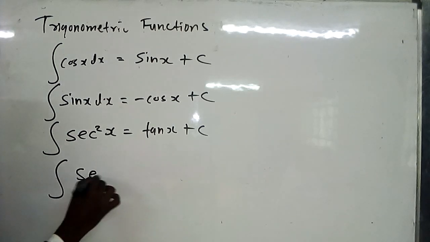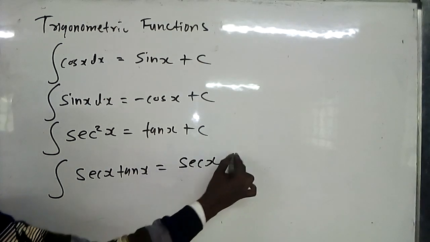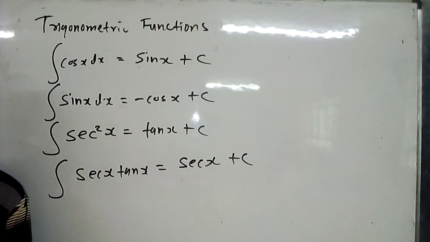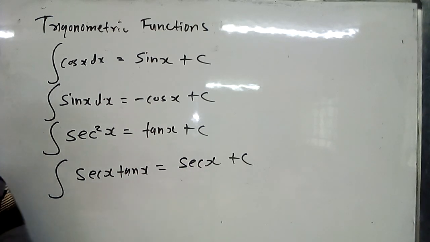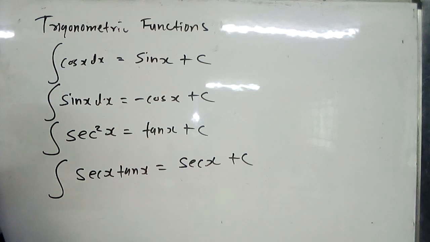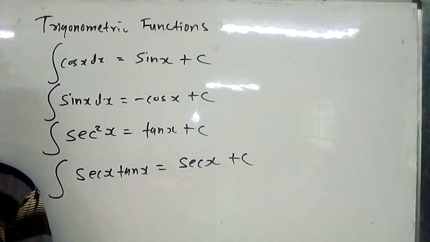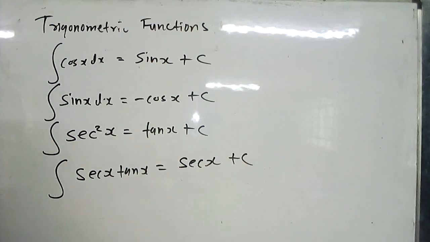Then when you integrate sec x tan x, you are supposed to get sec x, because you can remember in differentiation, when you were differentiating sec x, you got tan x sec x, isn't it? So it means now when you start from tan x sec x, you're supposed to go back to where you were, isn't it? So when you integrate sec x tan x, you're supposed to get sec x plus c, a standard integral. Are we together? Yes. Good. So these are some of the cases you are going to meet in trigonometric functions, which are very important.